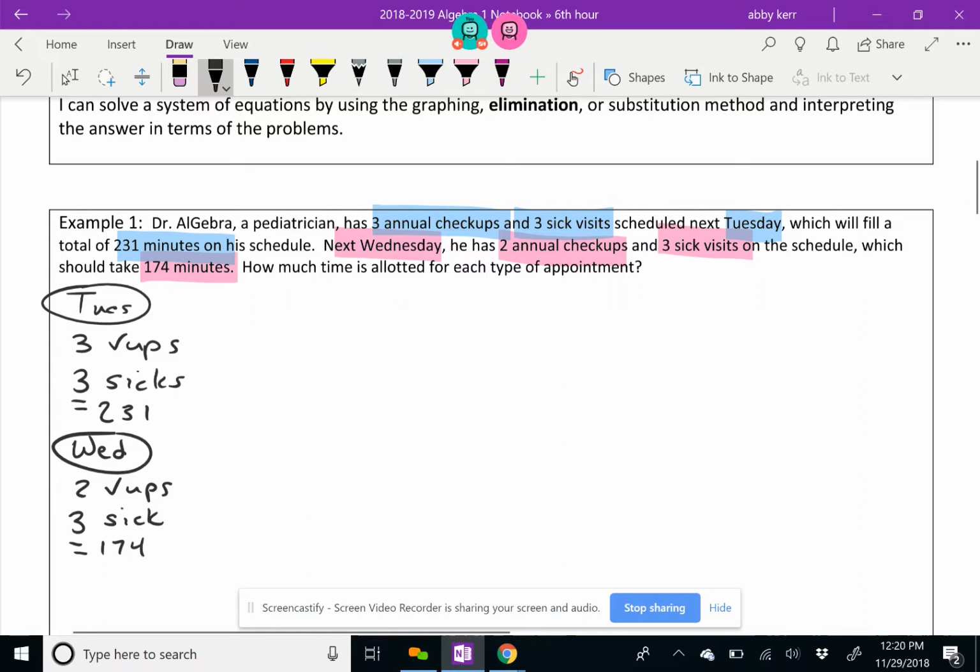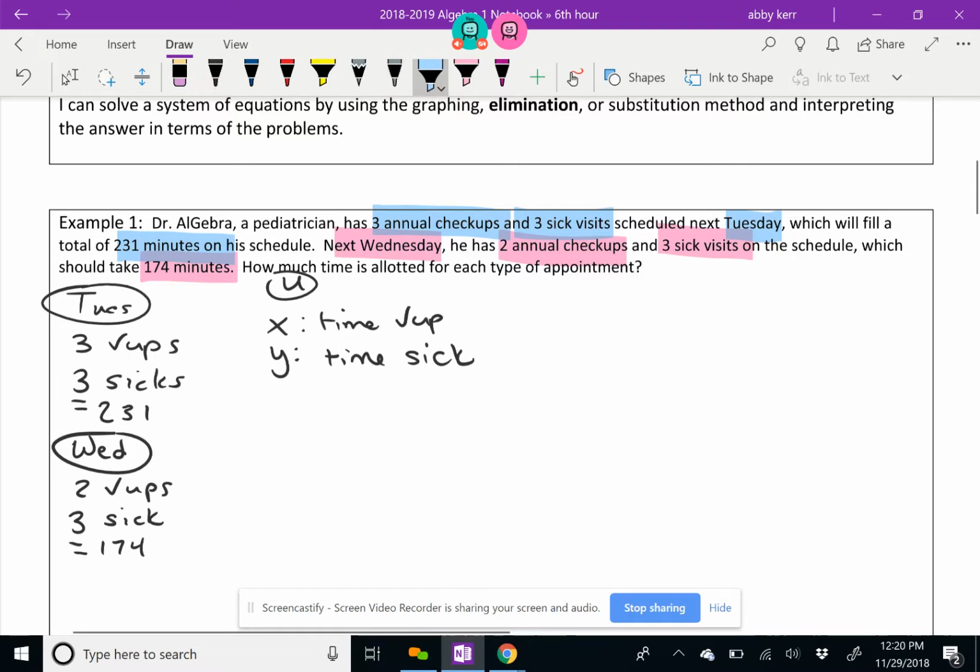Now, with that, we're going to come up with our unknown. Instead of having one variable, we need to know the time for the checkups and the time for the sick visits. Now, it does not matter which one you make your X or which one makes your Y. You just have to make sure that the right number goes with it.